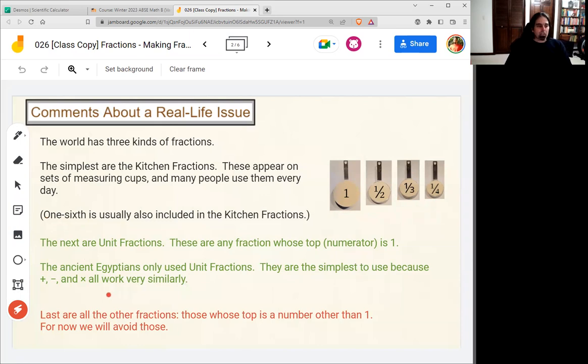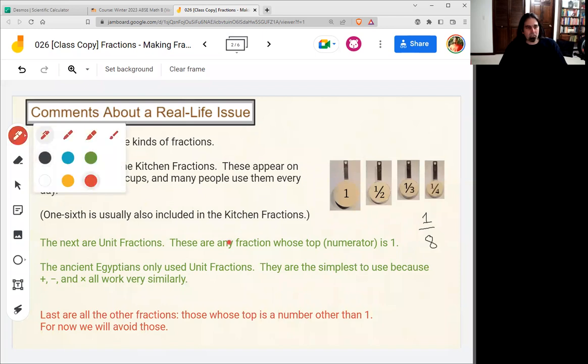The next group of fractions are what's called the unit fractions. They are any fraction whose top number is 1. So if I want to write 1/8, that's not a kitchen fraction because we don't usually have that as a measuring cup, but it's a unit fraction. It has a 1 on the top. The ancient Egyptians used only unit fractions. We'll talk about this a little more later, but civilization got by for about 1,000 years only having fractions whose top number is 1. So we're not in any rush to look at the other fractions.